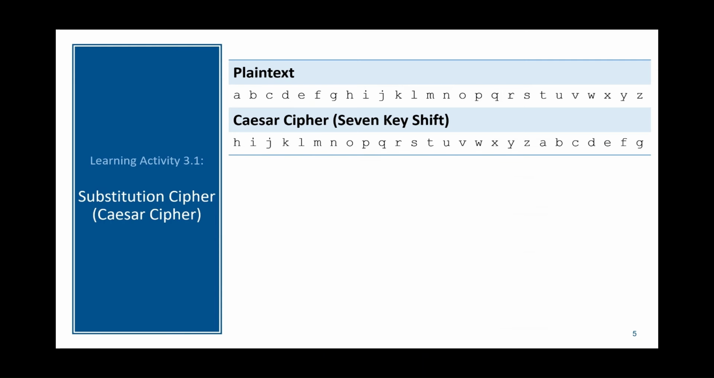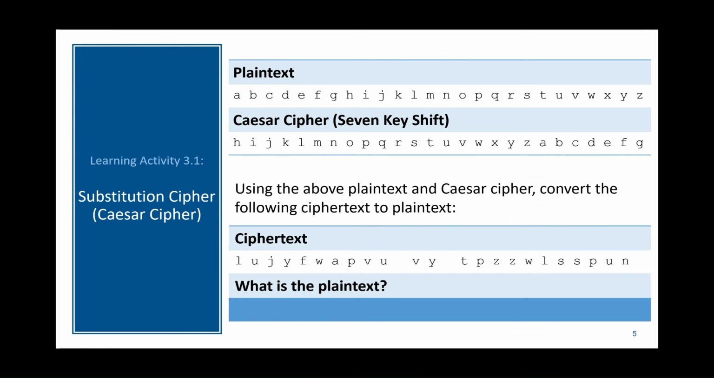Here is a learning activity for you to now try. So we have a plain text of A, B, C, D, E, and we're going to shift it 7 keys. So A becomes H, B becomes I, and so on. So what I want you to do is take the ciphertext that we have here and shift each of these 7 characters back to their original position to discover the plain text. Pause this video and then come back to compare your answer.